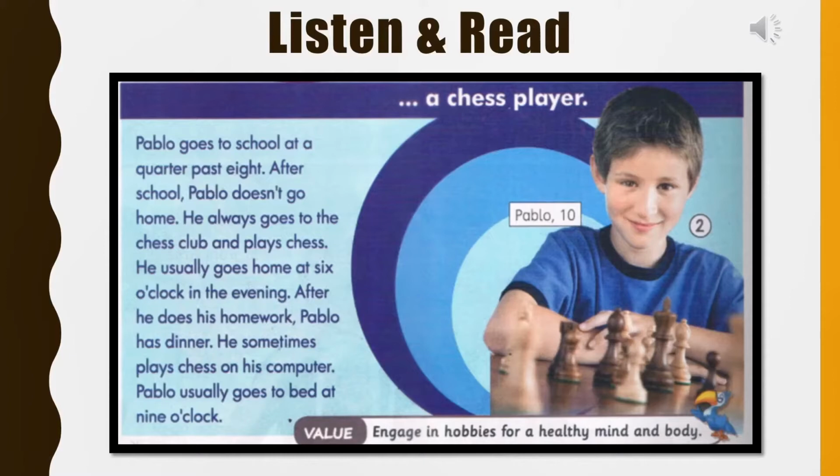Pablo, 10. Pablo goes to school at 8:15. After school, Pablo doesn't go home. He always goes to the chess club and plays chess. He usually goes home at 6:00 in the evening. After he does his homework, Pablo has dinner. He sometimes plays chess on his computer. Pablo usually goes to bed at 9:00.